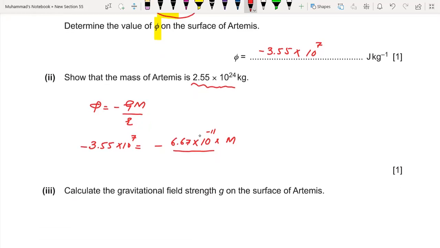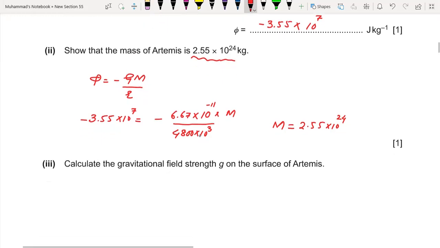Most of the students forget this. So that is 4,800 times 10 power 3, that is in meters. So if you solve this, you will get the mass from this equation, that is 2.55 times 10 power 24 to the allowed number of significant figures. Okay, so I hope you understand that. Now let's move to the third part. Calculate the gravitational field strength g on the surface of this planet.